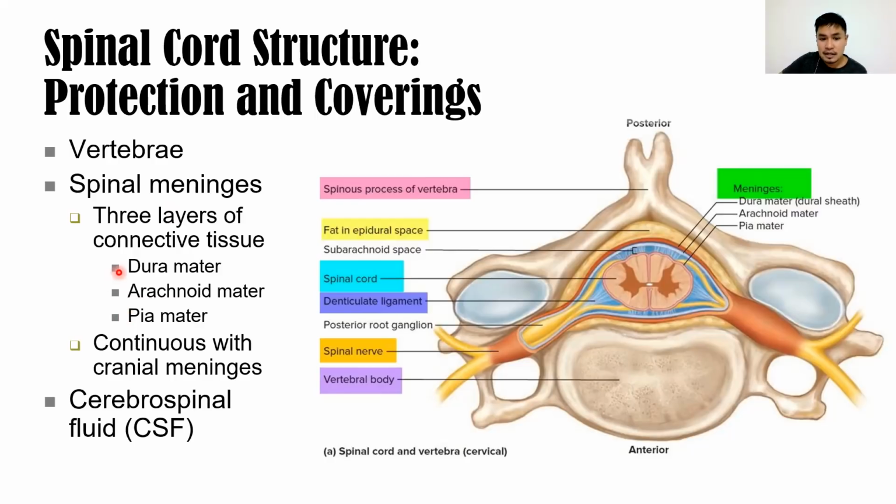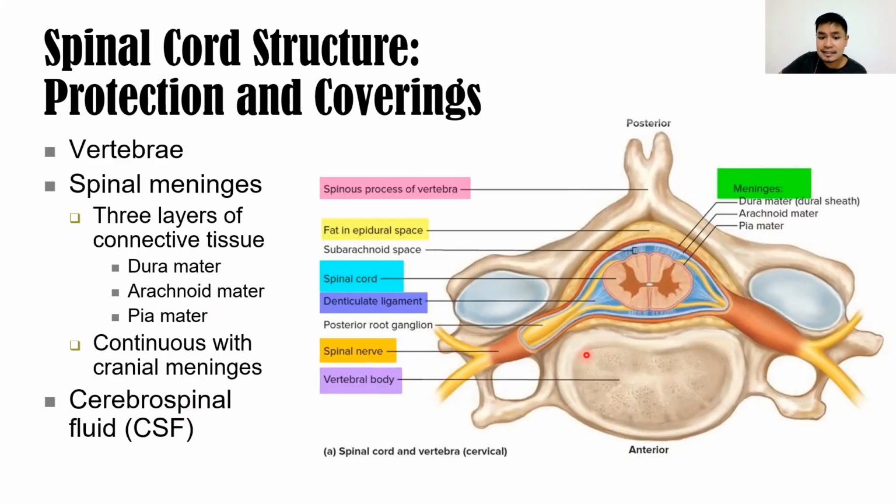Dura is the most superficial, then pia mater is the innermost, and in between the dura and the pia mater would be your arachnoid mater. These meninges are continuous with the cranial meninges, because the layers that protect the spinal cord are continuous with the meninges that also cover the brain. We'll talk more about the cerebrospinal fluid that is located in the subarachnoid space.